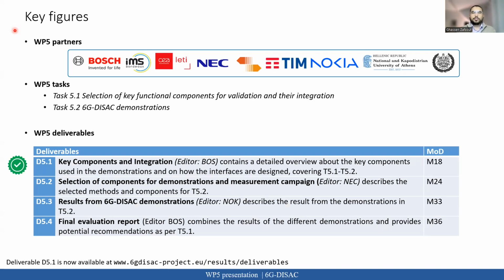Work Package 5 is a collaborative effort bringing together a strong consortium of 9 different institutions, either academic or from industry across Europe. We are working together on 2 major tasks in this work package. In the first task, we are focusing on identifying and selecting the key components to be validated and integrated later on. When we say components here, this includes the hardware as well as the software. The second task is broadly defined as building and developing the demonstrators that will showcase the DISAC framework.